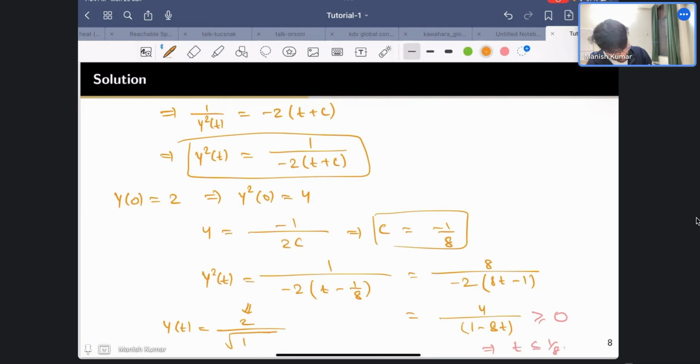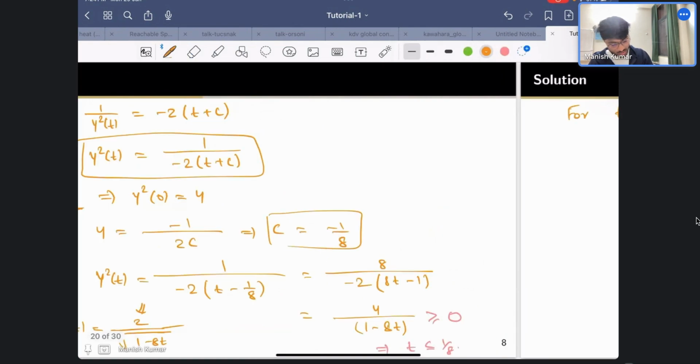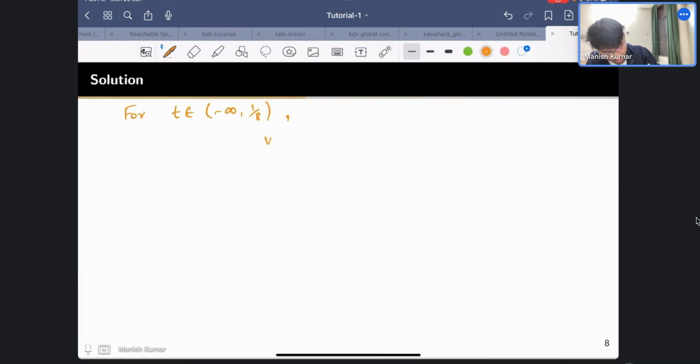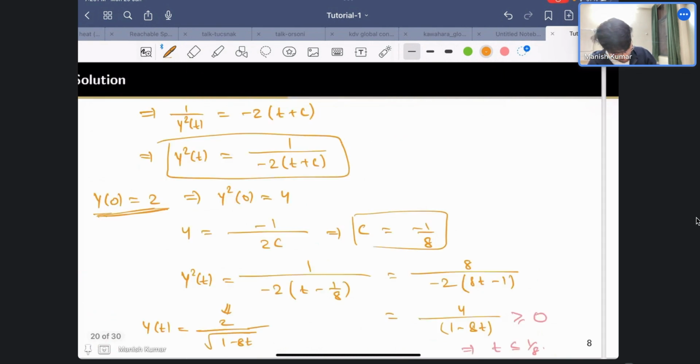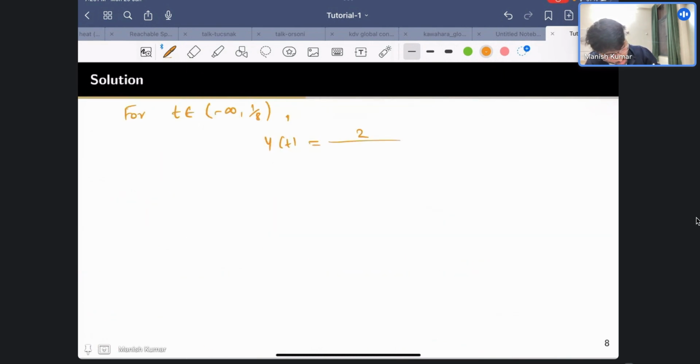But you see the initial condition tells you that you cannot take minus, because if you put t equal to 0 you will get plus minus 2, but you have this initial condition, so you will just have to consider the plus sign. Okay, so this is y of t. For t in this interval, y of t is equal to 2 by root 1 minus 8t. Okay, y of t given by this is a solution for the given IVP.